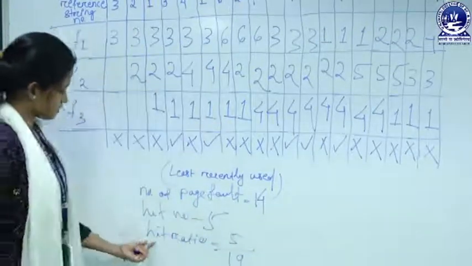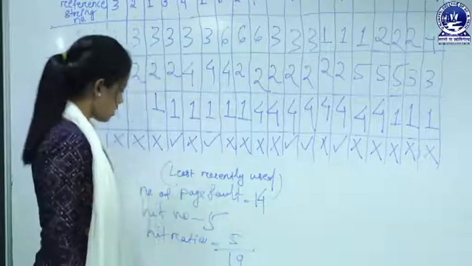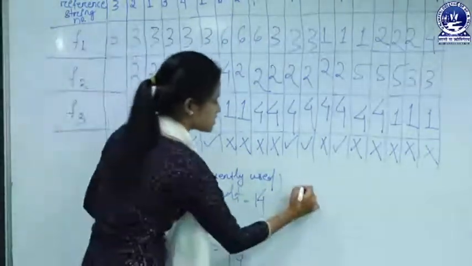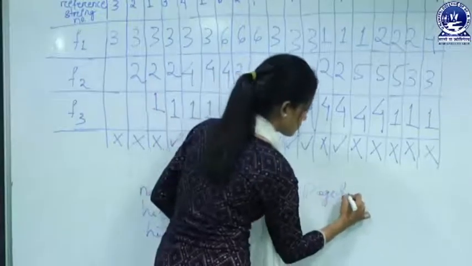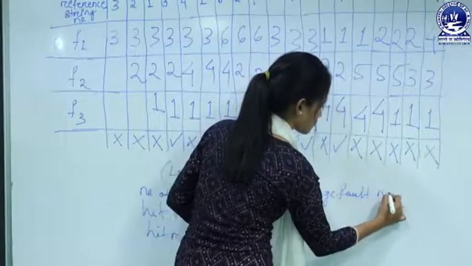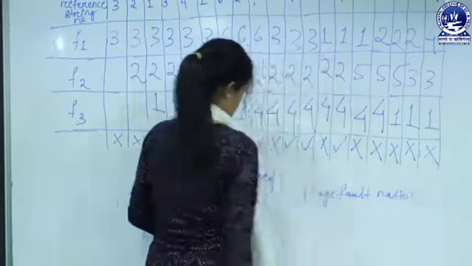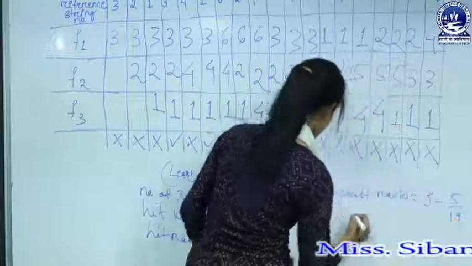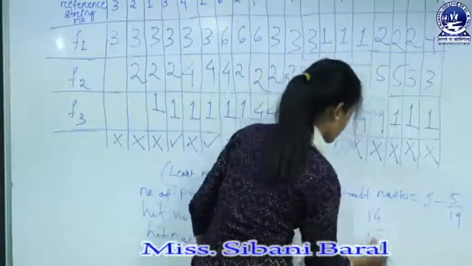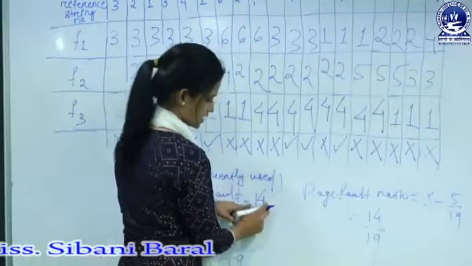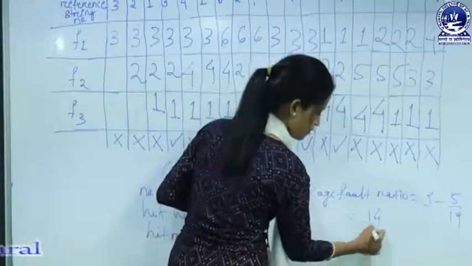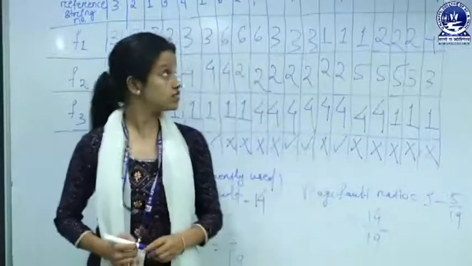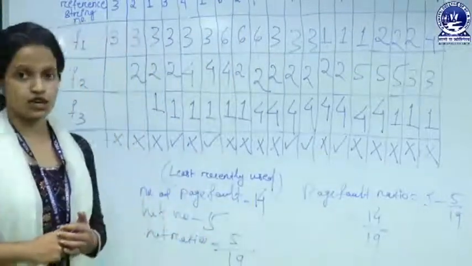This is the hit ratio, 5 by 19. The number of page faults is 14, so the page fault ratio is 1 minus 5 by 19, or you can say 14 by 19. Number of page faults, that is 14 by the total number, 14 by 19, or you can write 1 minus 5 by 19. So this is the LRU page replacement algorithm.